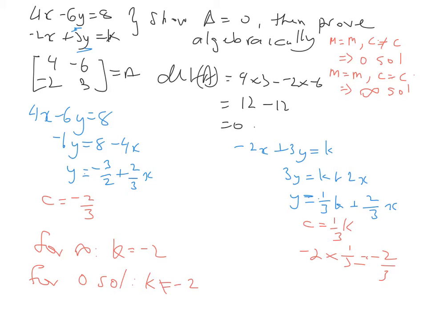Now, if our determinant wasn't equal to 0, well then whatever made the determinant 0 would be our condition for one solution. But we'll have a look at that in another video.